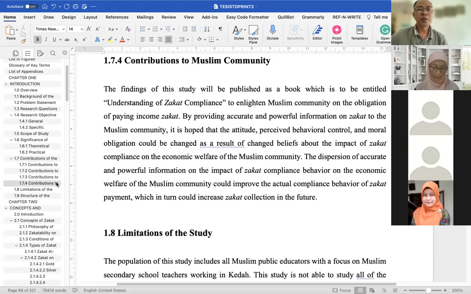And then contributions to the Muslim community. Maybe your study will help improve the understanding of the Muslim community. Maybe it helps improve the socio-economic conditions of the Muslim community. So you can write that.